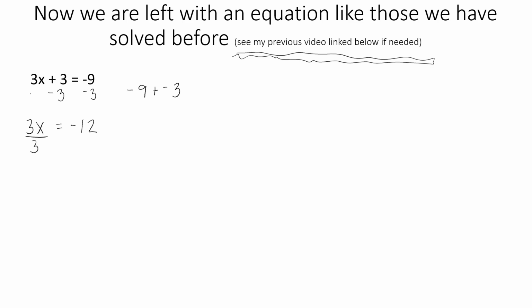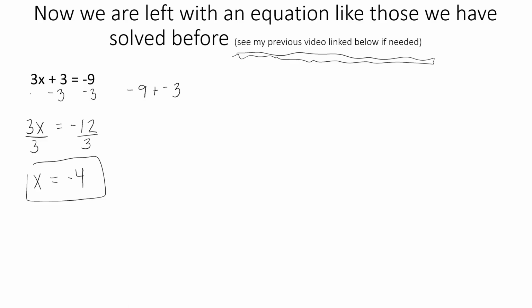And here, we have multiplication, so we would undo that with division. 3 divided by 3 is 1, and 1 times x is x, and -12 divided by 3 is -4. I'm jumping a little bit ahead of myself. And so that is our solution. Please make sure that you understand why things cancel.